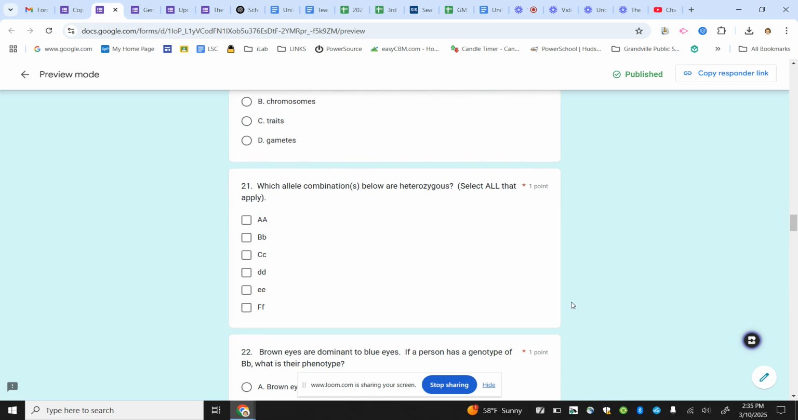Number 21, which allele combinations below are heterozygous? Select all that apply. Big A, big B, big C, little d, little e, little e, big F, little f.